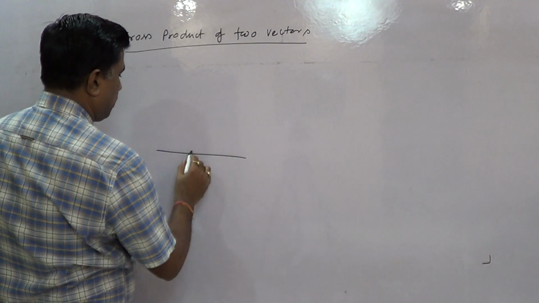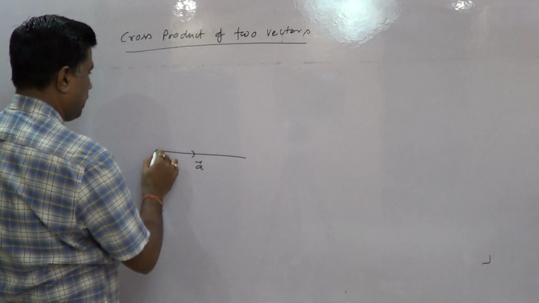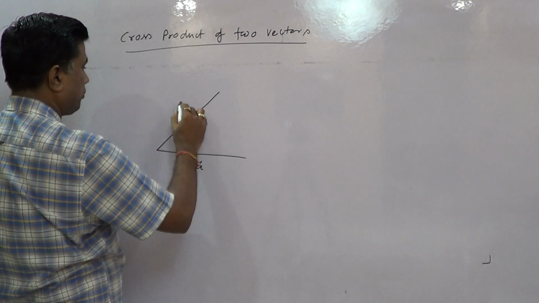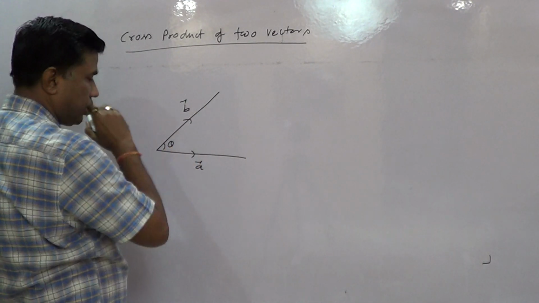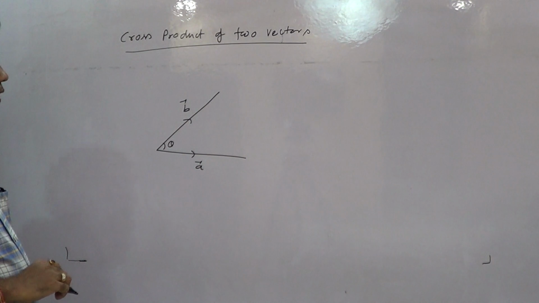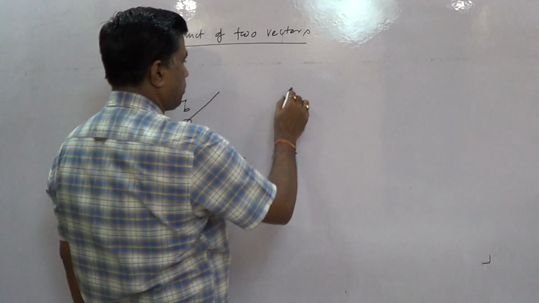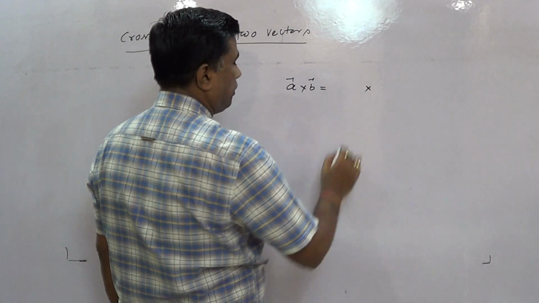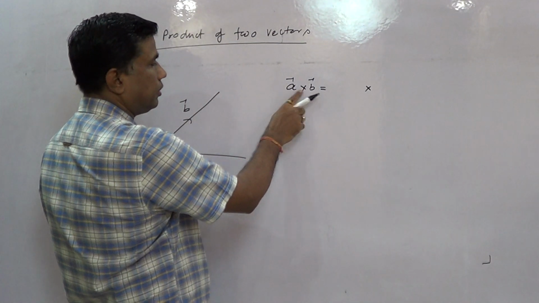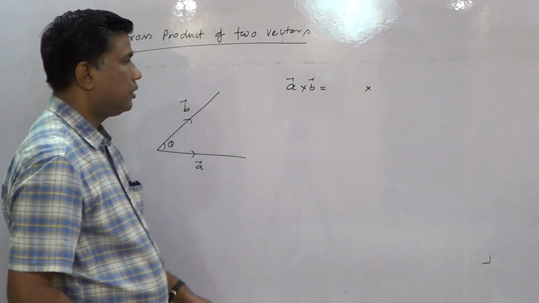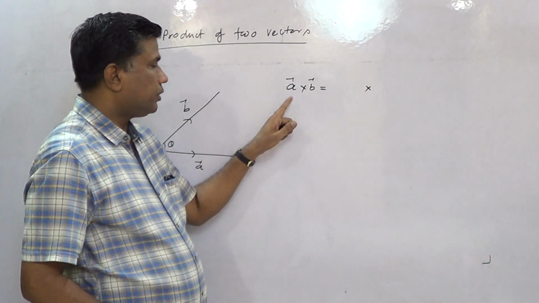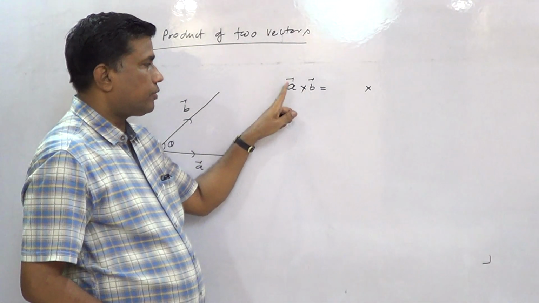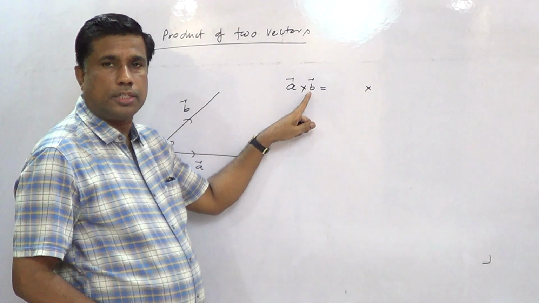Suppose we have any vector A and this one is vector B. Let the angle between them be theta. Now students, cross product of two vectors may be defined as product of magnitude of first vector. In these two vectors A cross B, this vector is the first vector, this vector is taken as second vector.